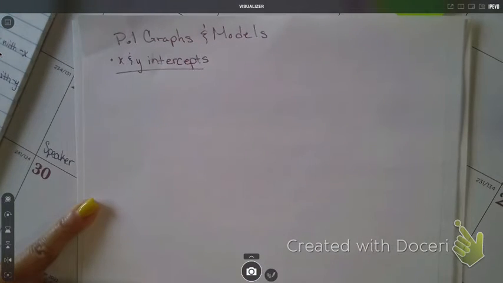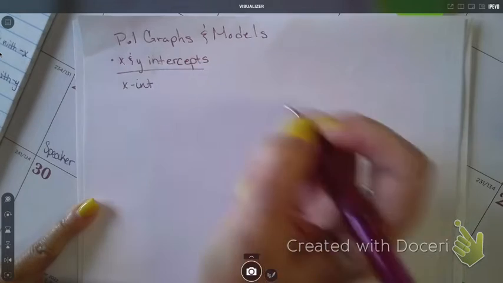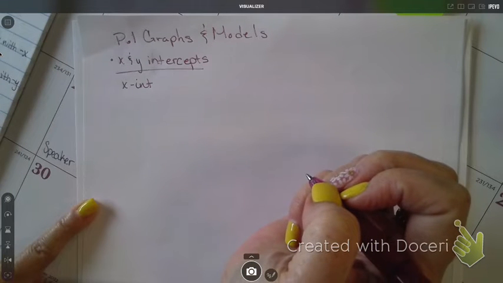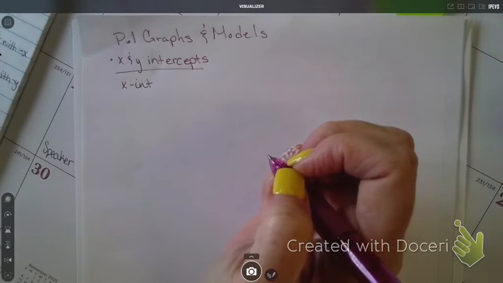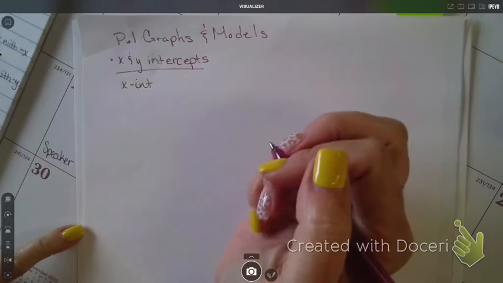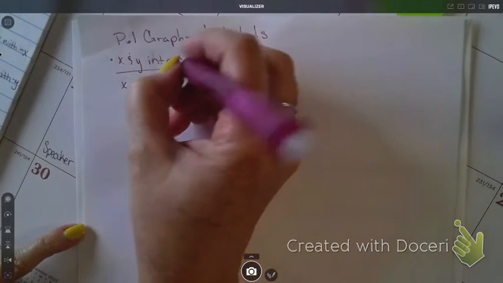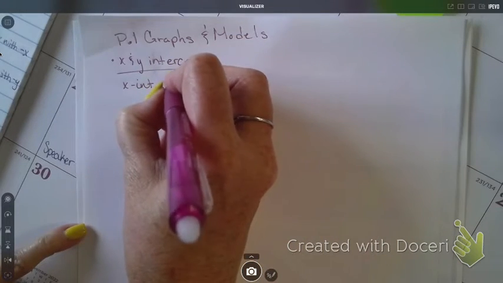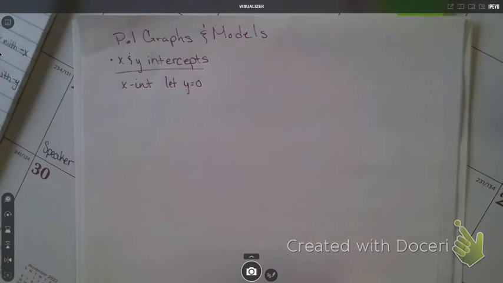So how do I find an x-intercept? Factoring. Yeah, but like even more basic. Of any equation, any function I give you, how do you find an x-intercept? So y equal to 0. How about y? x equal to 0. So it's always the opposite.